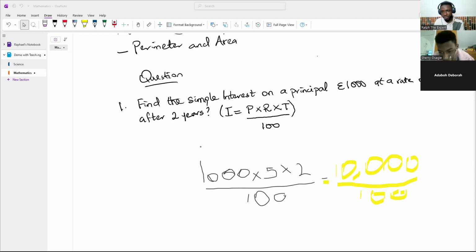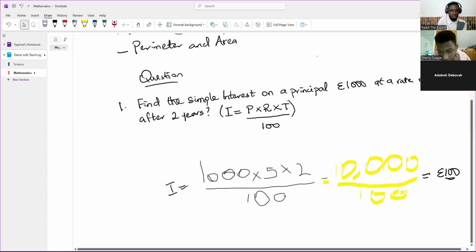So what will be your answer? 100 over 1. So 100 over 1 is equivalent to what? 100. So what is the final answer? How many euros are you making? 100 euros in 2 years. So that's the answer. Well done.